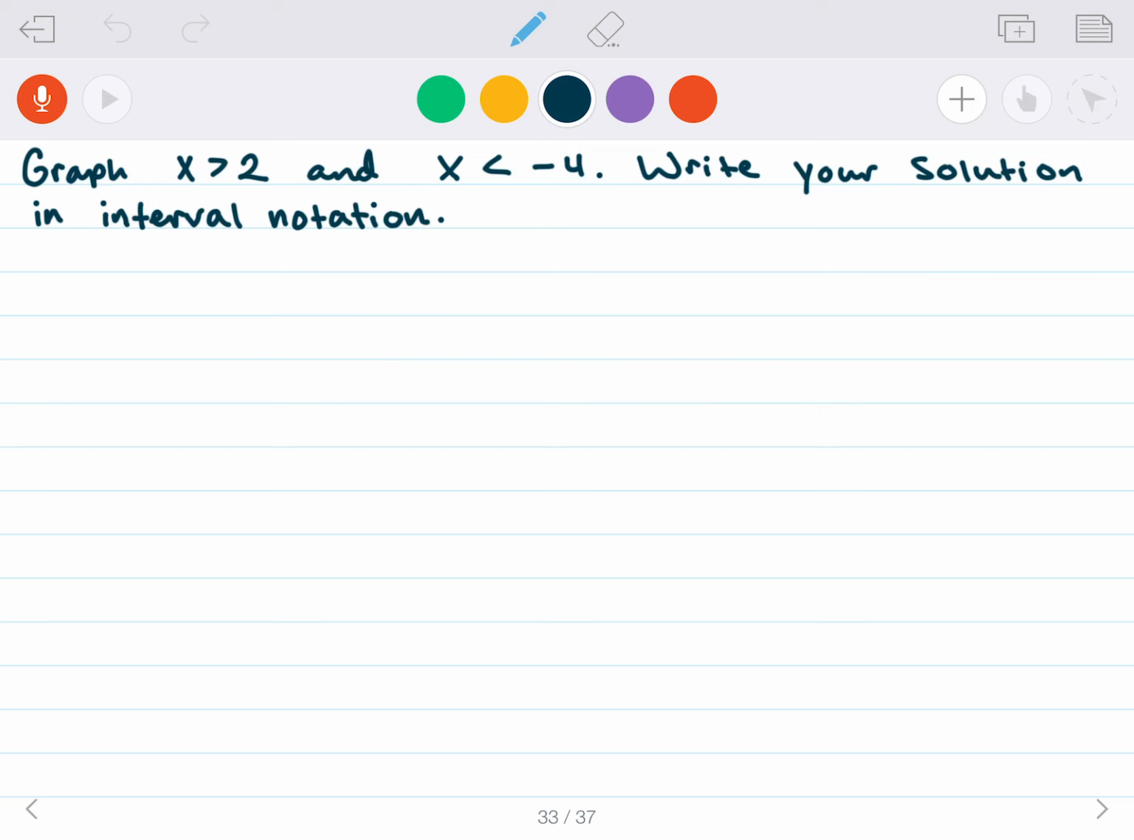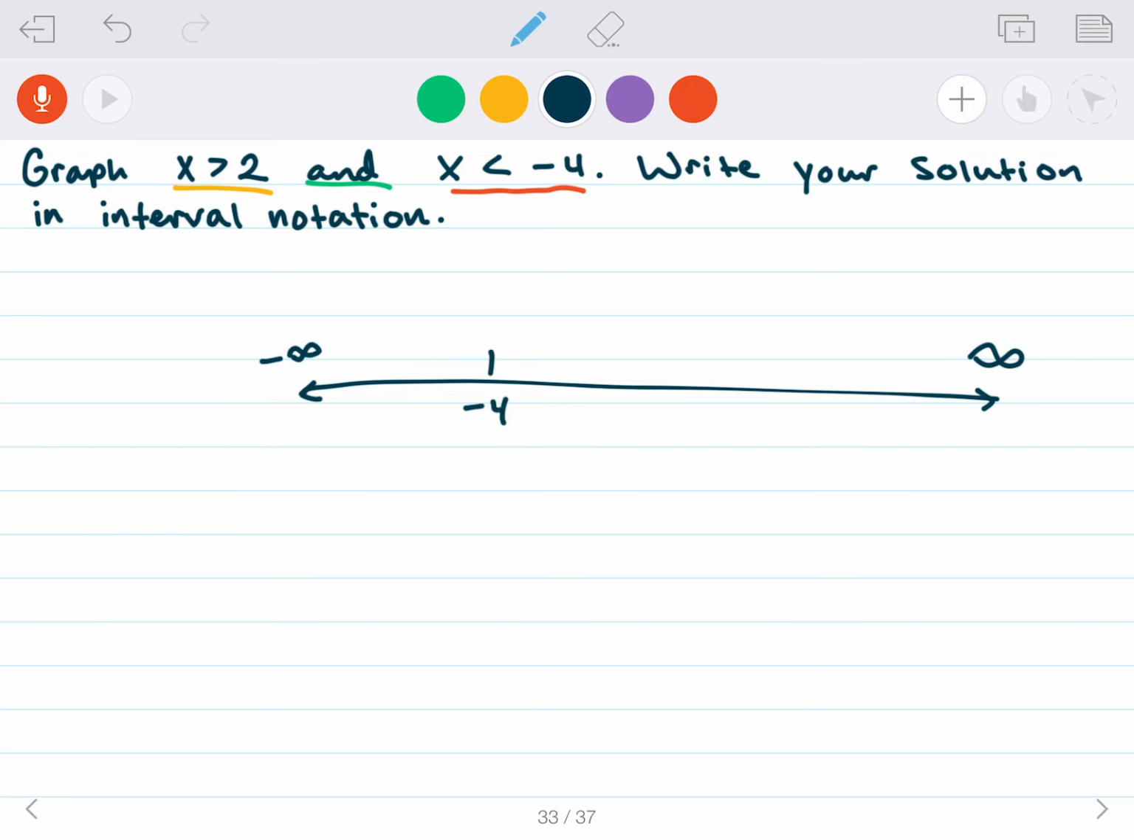All right, let's do this one. So we have x is bigger than 2, and at the same time, x is less than negative 4. So let's see what happens here. This is kind of interesting. So here's negative infinity, positive infinity, negative 4, positive 2. At negative 4, I'm giving it an open dot, and at 2, I'm giving it an open dot as well because both of those don't have lines under there.